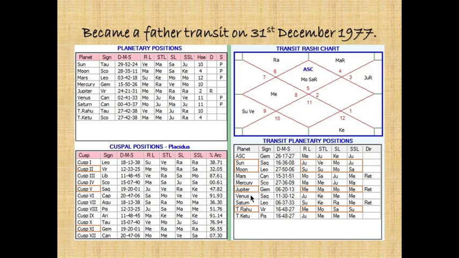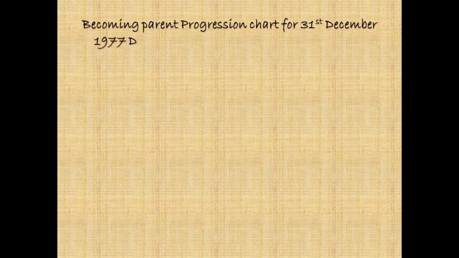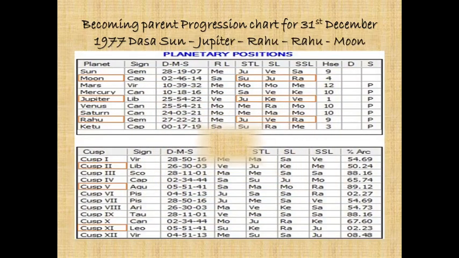At times Dasha supports, transit also supports, but still the event does not happen, because the event will not happen unless it's seen in the progression chart. So we'll also study the progression chart for 31st December 1977. Just like a person grows, his or her chart also grows. So the progression chart is the growth of the chart. We'll study the Dasha planets. We will begin with Jupiter.